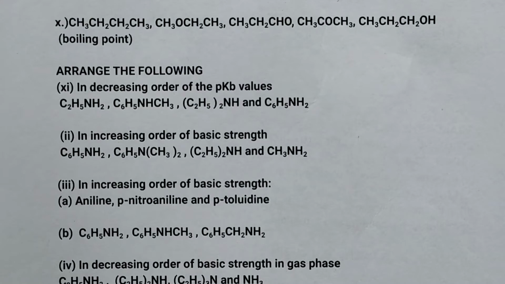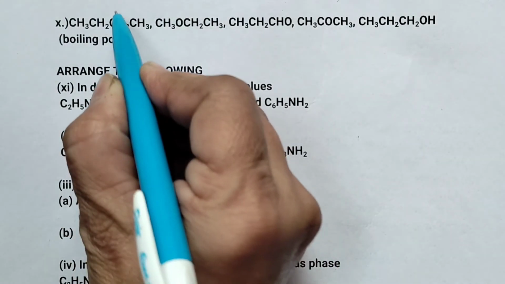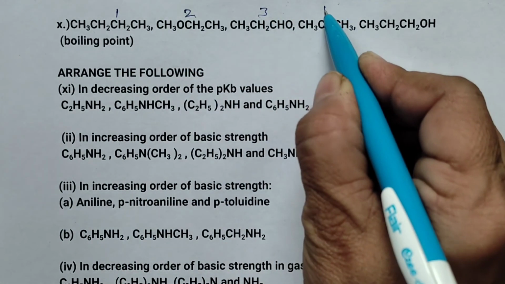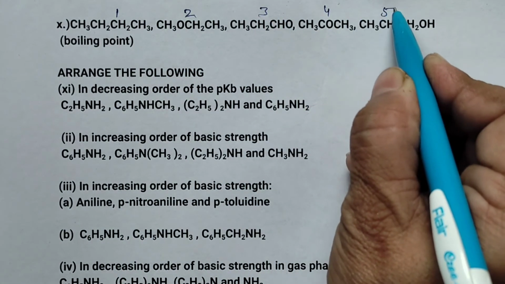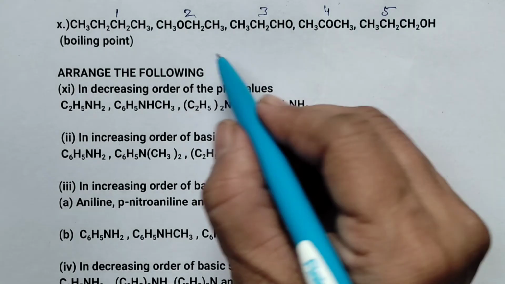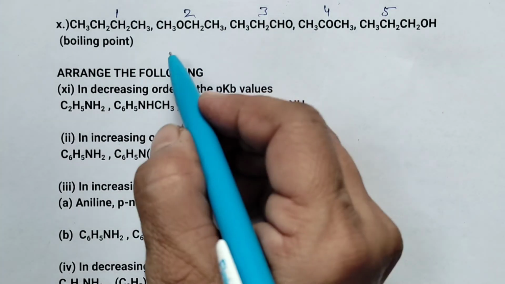Okay. The next comes again boiling point, right? So this is an alkane, number 1. This is ether. This is aldehyde. This is ketone. This is alcohol. I think it's given in the proper order itself, because all are of comparable molecular masses.